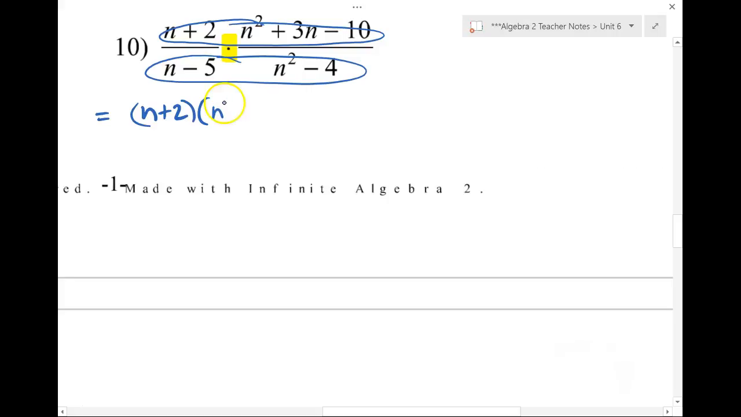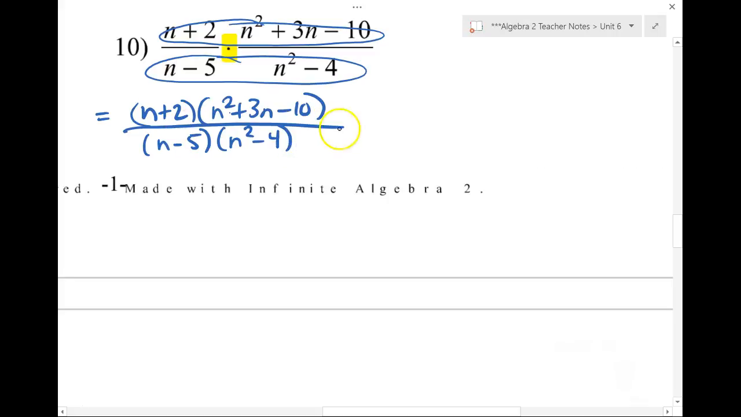So we have n plus 2 times n squared plus 3n minus 10. And then on the denominator, we have n minus 5 times n squared minus 4. Okay, so now what we can do is we can try to factor these out so we can cancel more factors. So the first one, the top, well, n plus 2, we can't do anything with that. There's no common factors between those two numbers.